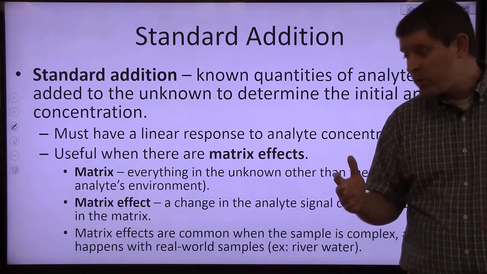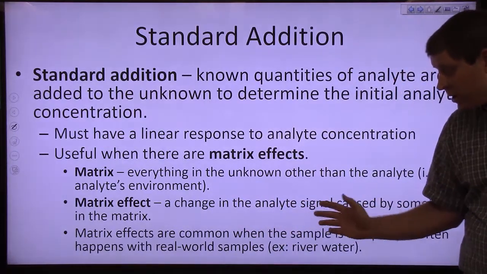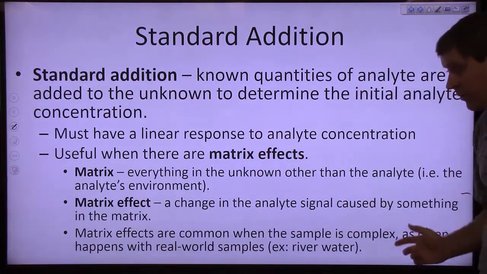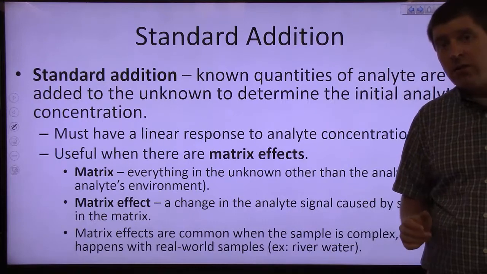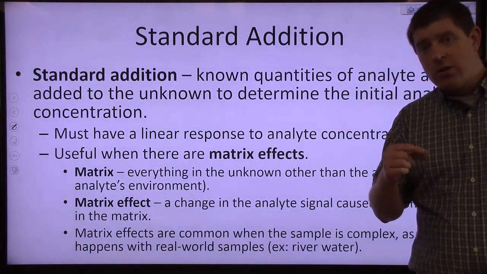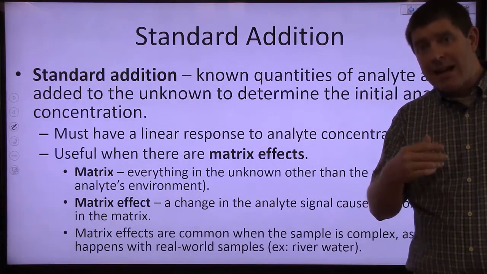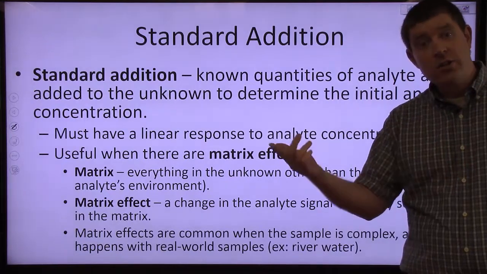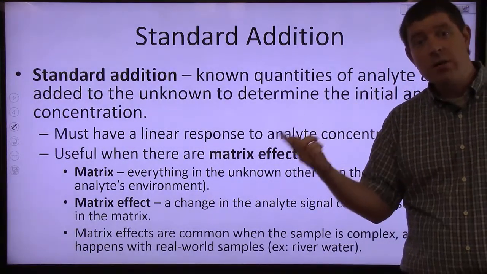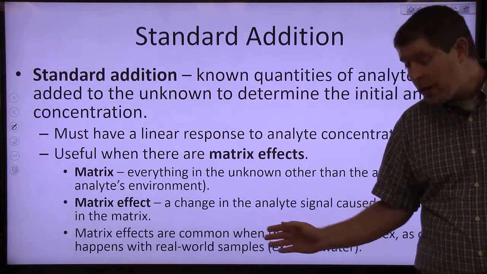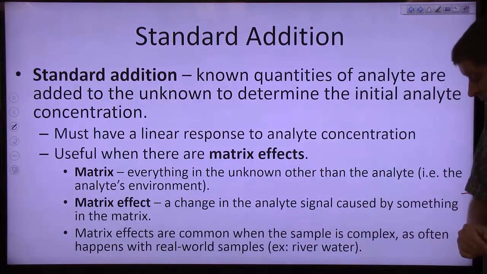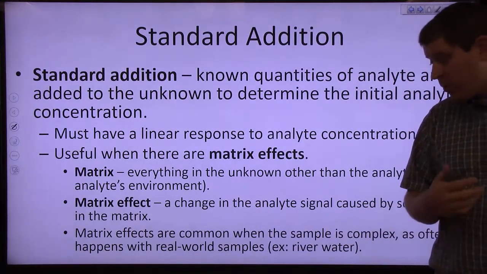So let's define matrix effect. A matrix effect is a change in the analyte signal caused by something in the matrix. That is, it might be that if you change the concentration of something that is not your analyte, you change the signal that you get out. You change the apparent concentration of your analyte. So matrix effects are common when the sample is complex, as often happens with real-world samples.